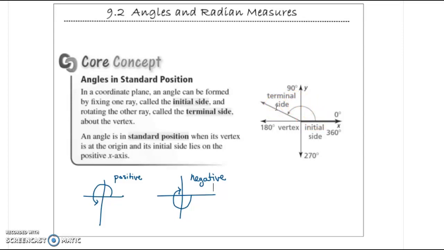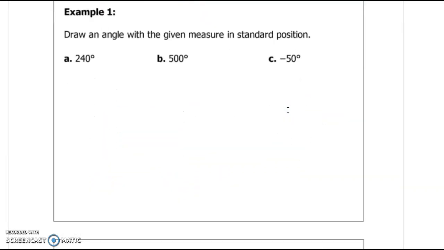So an angle is in standard position when the vertex is at the origin and the initial side lies on the positive x-axis. So it looks like this. So we are going to draw some angles. This wants us to draw an angle with the given measure in standard position. Keep in mind that over here, this would be 0 degrees, and then we would have 90 degrees, 180 degrees, and 270 degrees.